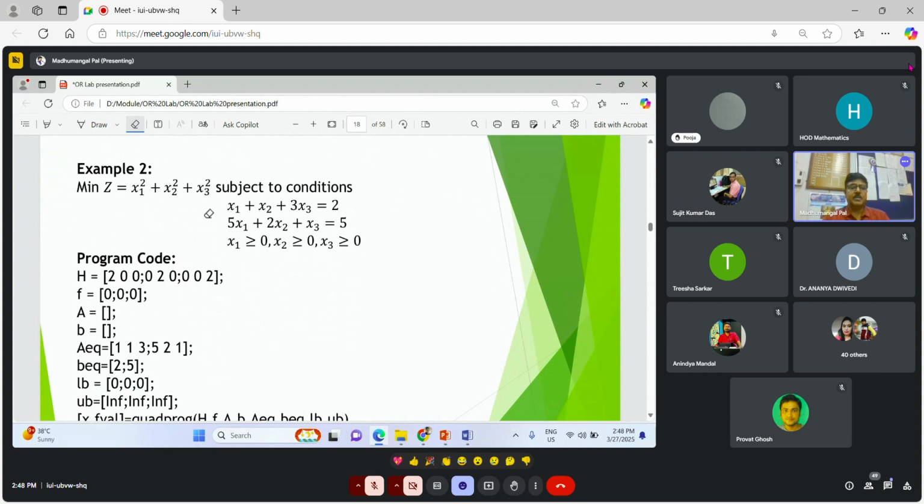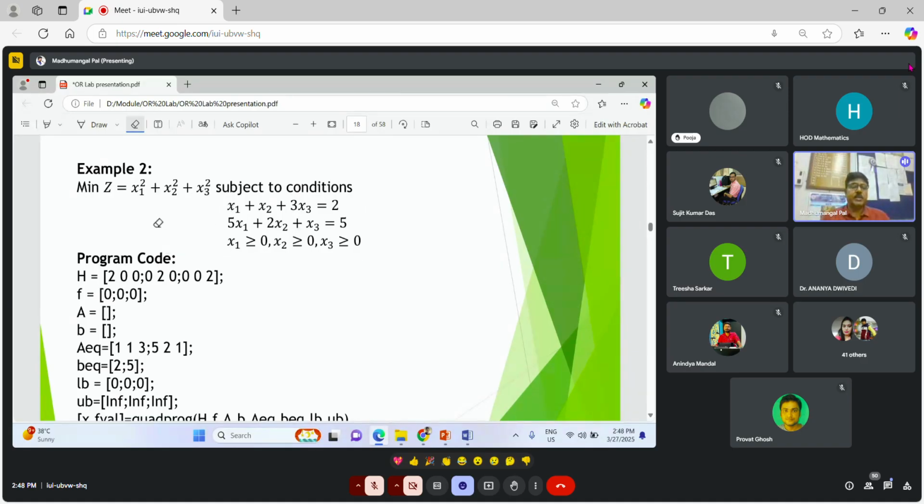I am considering another example. See that in this example, the objective function is of minimization type. All the problems considered in this lecture are of minimization type because MATLAB directly solves the minimization problem. But our conventional simplex method, dual simplex method, and two-phase method... no, sorry, not the dual simplex method. The dual simplex method solves the minimization problem. The simplex method, two-phase method, and revised simplex method all solve the maximization problem.